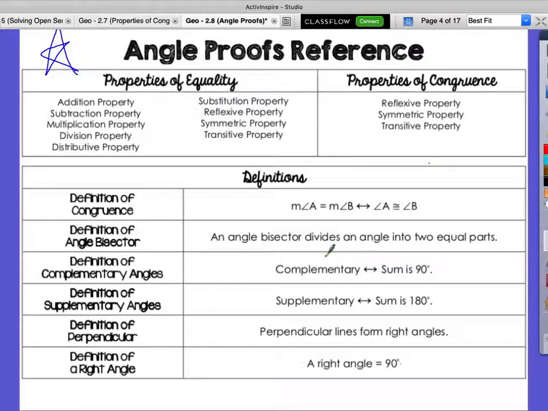Definition of perpendicular. Perpendicular means they form right angles. Okay? Perpendicular lines form right angles. And the definition of a right angle is that a right angle has a measure of 90 degrees. Okay? Or it has a 90-degree measure, and it's a right angle. So those are our definitions. If we go right below this, we have more references.